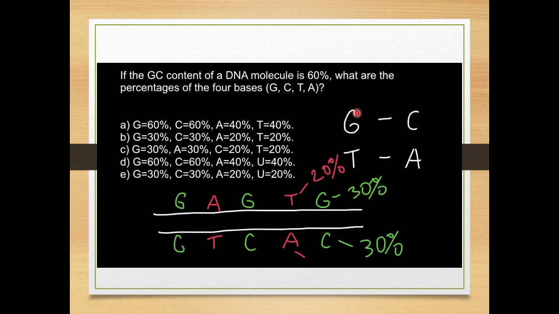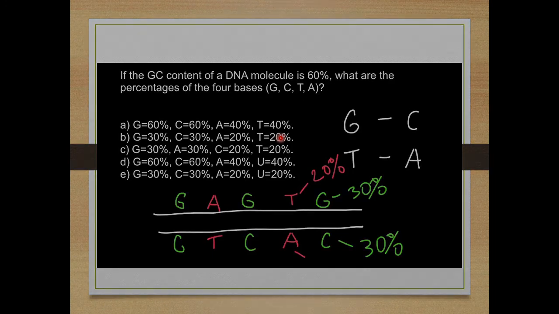That means if there is 30% guanine, there will be 30% cytosine. So what is the total content of TA? It's 40%. So how much thymine will there be? 20%. Adenine will be 20%. So what is the correct answer? G is equal to 30, C is equal to 30, A is equal to 20, and T is equal to 20%.